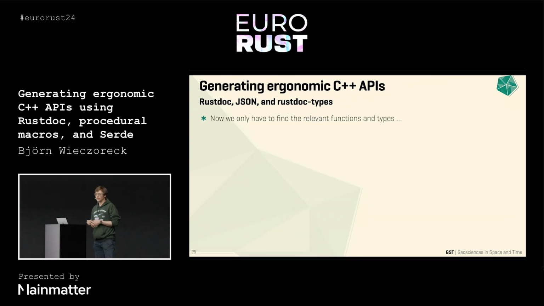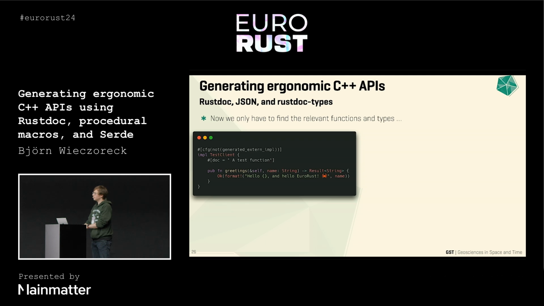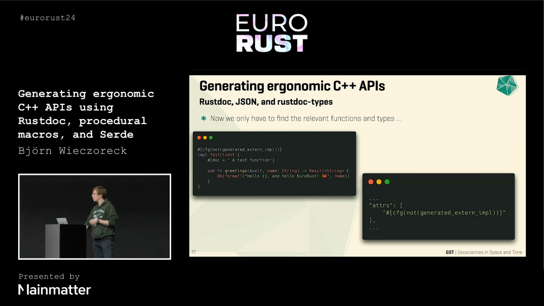Now we only have to find the relevant functions, right? So we have created the documentation for everything in our own crates and these external dependencies. If we go back a little bit, the proc macro expansion also had this little configuration where it won't compile if we set generated extern impl. This is kind of a trick here because we never set this. We only use it as a marker because that shows up in the Rustdoc JSON as well. And we can figure out which implement blocks we need, which functions we need, and we just gather all of them together.